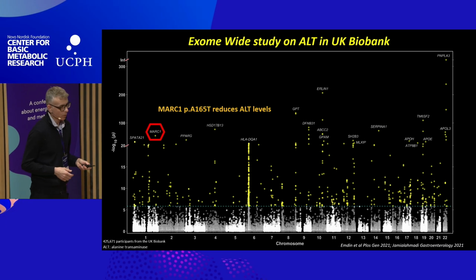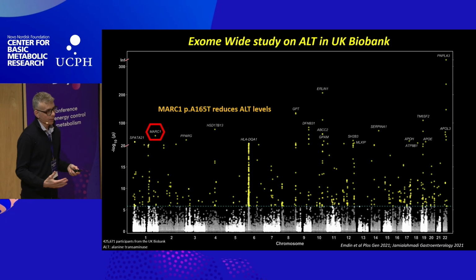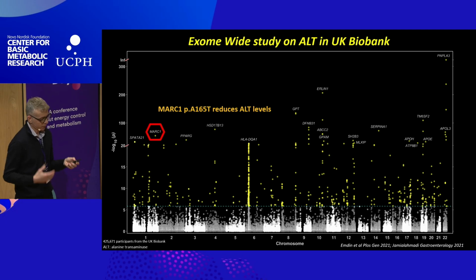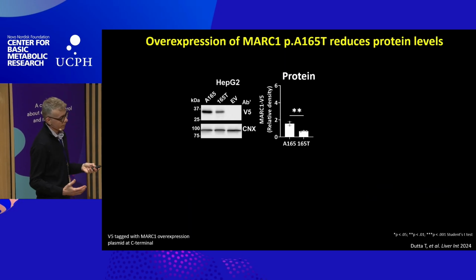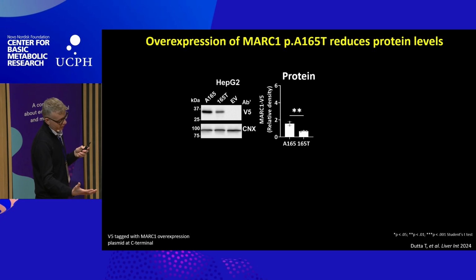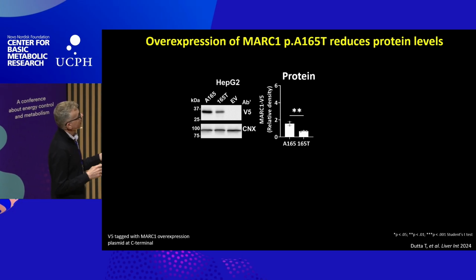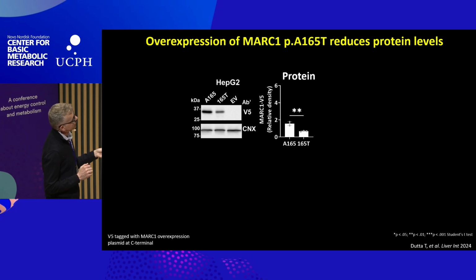So we wanted to understand more. So this is a protective variant. How is this working? Loss or gain of function? We thought also this could be used as a target. So we cloned the MARC1 protein with the wild type variant and with the mutant variant in a vector, and we overexpressed it. The protein was tagged with a V5, so you see the beautiful blot here because it's a V5 tag antibody. And what you can see is that there is less of the mutant protein here. So the 165T is less than that, about 50%.